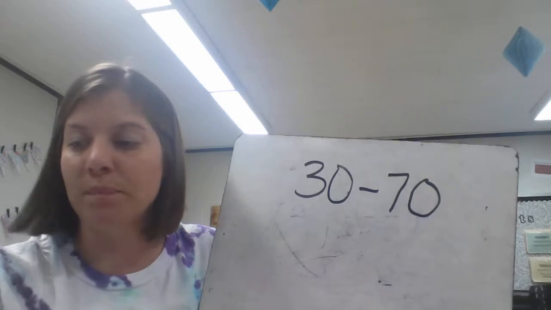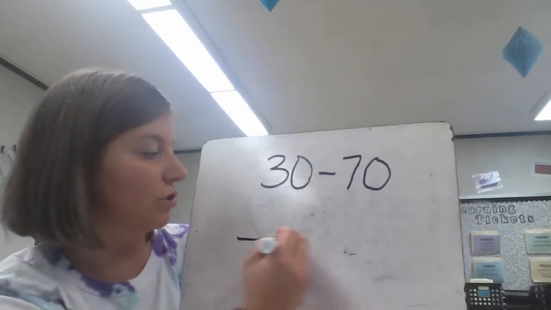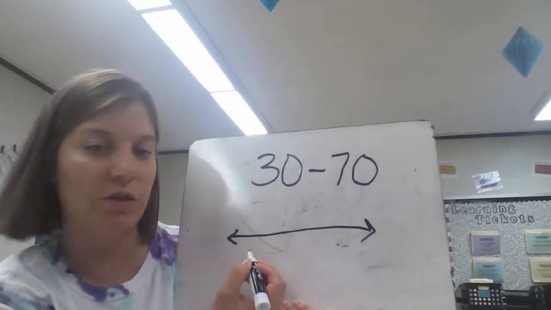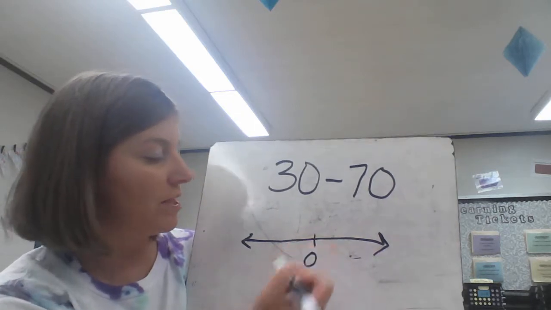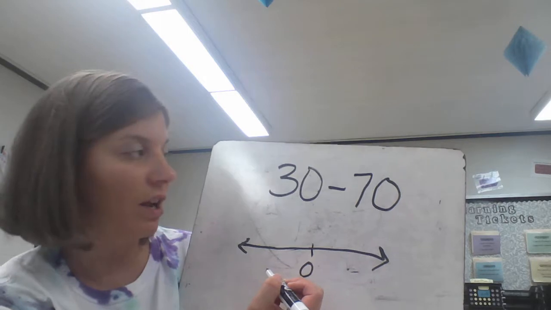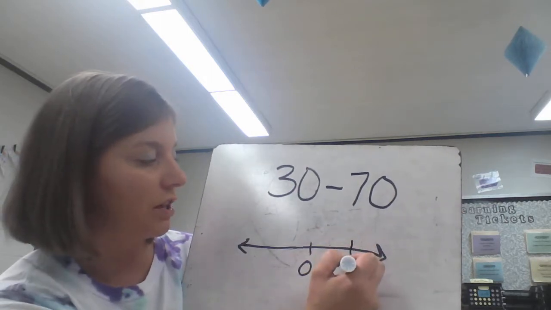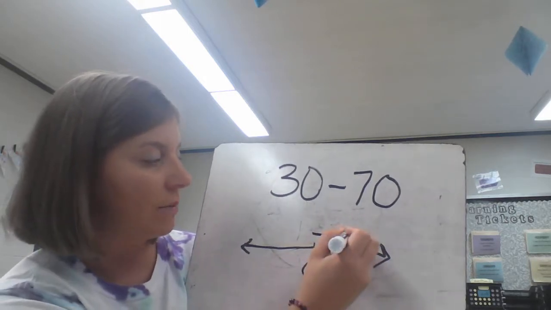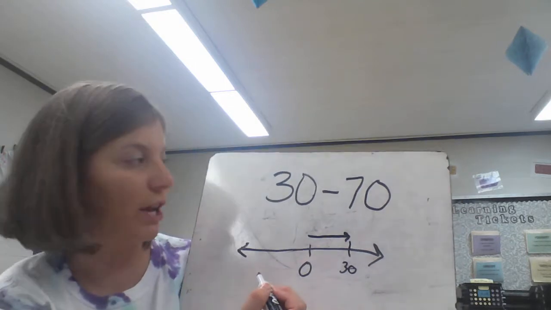When you are making a quick sketch number line, you just quickly draw a line with the two arrows. I always put 0 in the center. Remember, your first number is where your first arrow is going to go. So it's a positive 30. So we're just going to put 30 right there. And we're going to draw the arrow from 0 to 30.